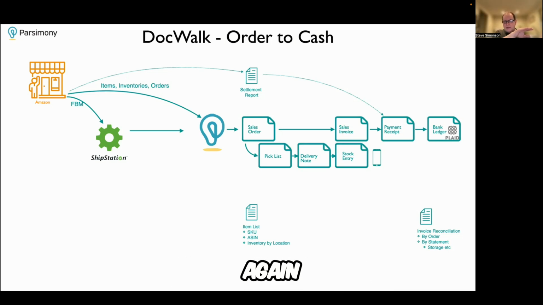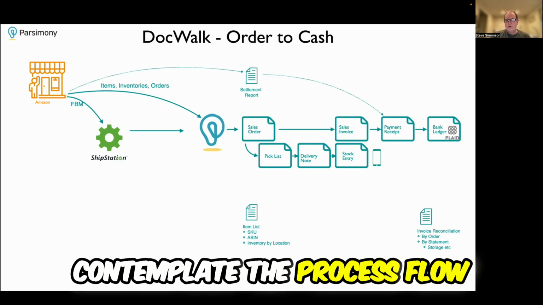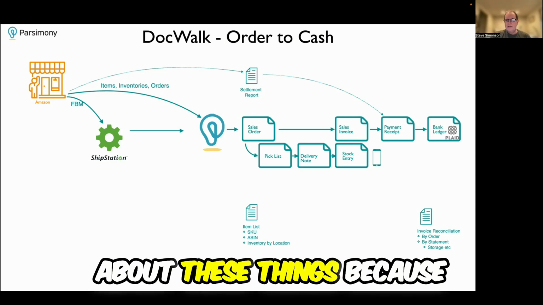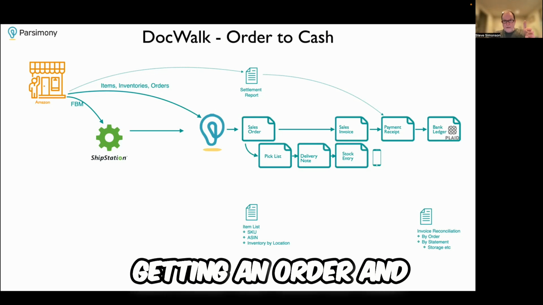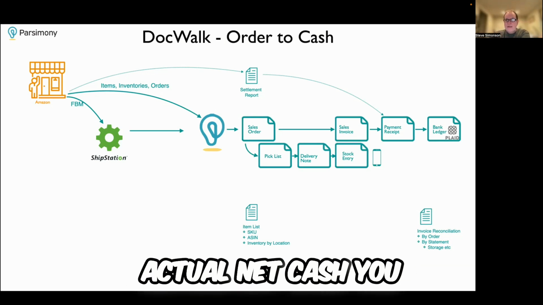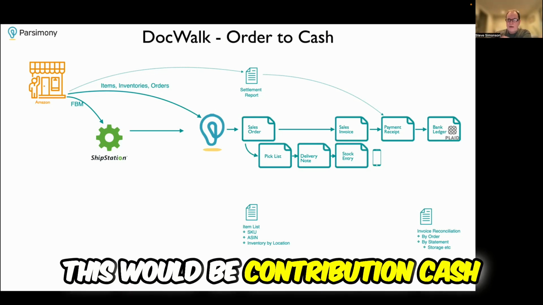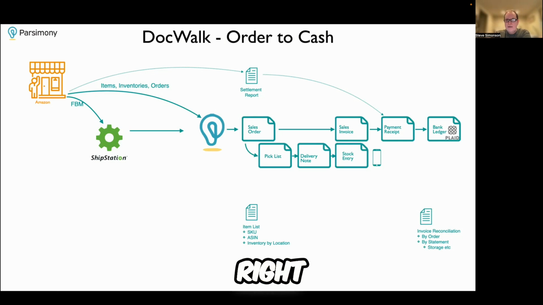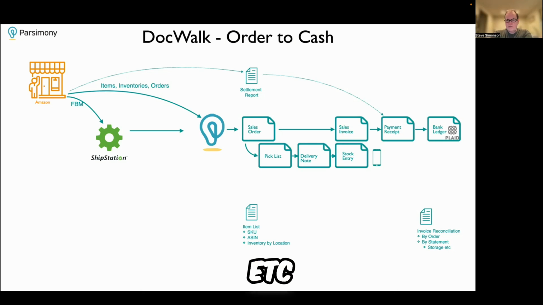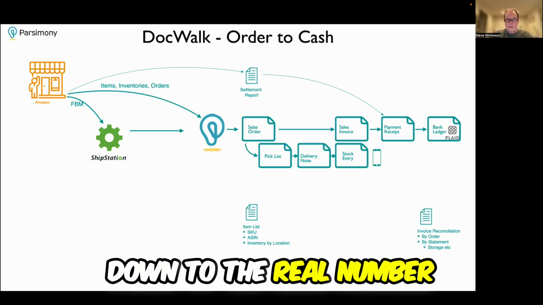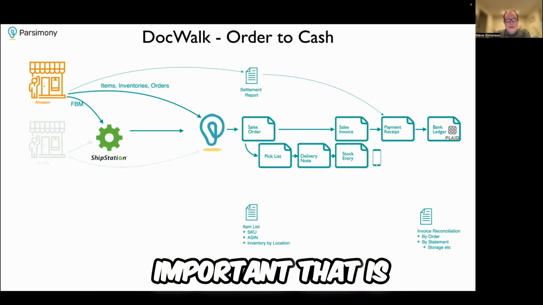So as you, again, contemplate the process flow, you have to think about these things because this is where the rubber hits the road. Getting an order and figuring out how much actual net cash you have to spend. This would be contribution cash, right? You have this cash now to pay your people. You have this cash now to pay your overhead, buy new inventory, etc. And having that number down to the real number, I cannot stress how important that is.